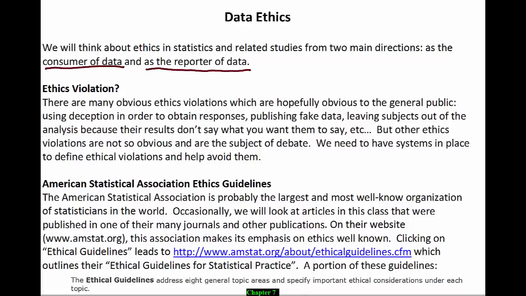First, we're going to look at ethical guidelines according to the American Statistical Association, which is probably the largest and most well-known organization of statisticians in the world. We're going to look at articles from time to time as examples, and some of these come from their publication.